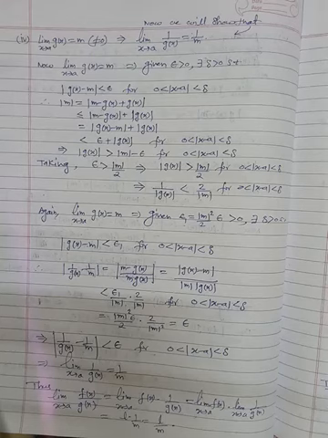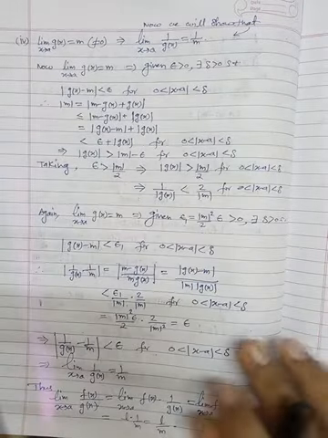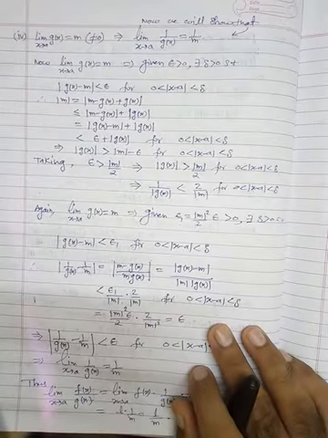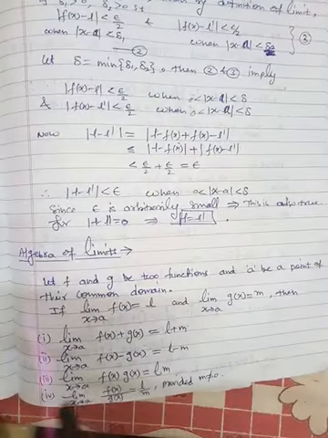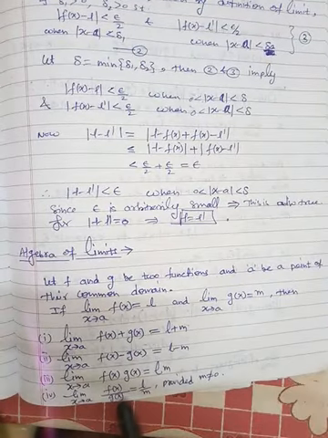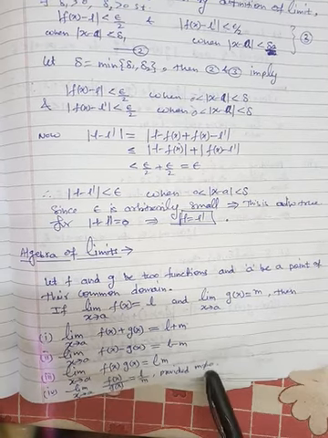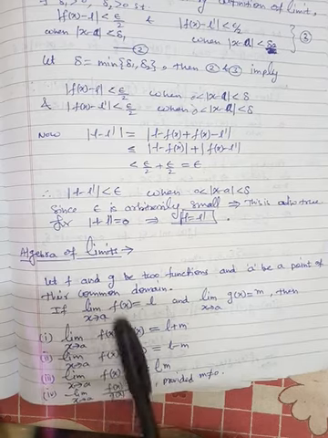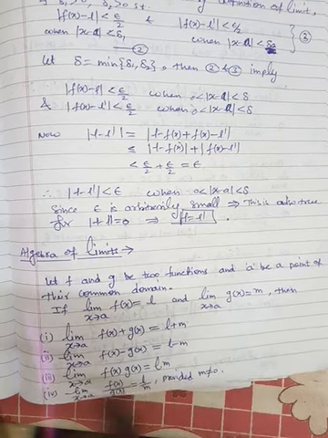Dear students, in this video I am going to prove the fourth part of algebra of limits, the division part: limit x tending to a of f of x divided by g of x is equal to L by m, provided m is not equal to 0. Here limit x tending to a of f of x is L and limit x tending to a of g of x is equal to m. So we will prove the fourth part.